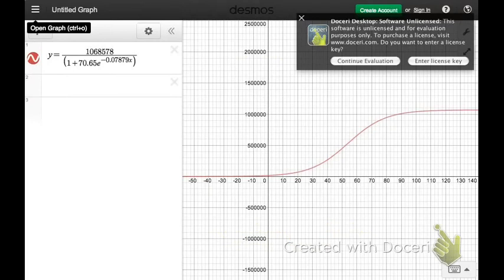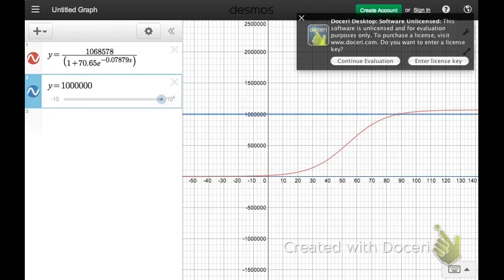Okay, here's what the graph looks like. We were asked to find when the graph will be 1 million. So we're going to type that in there. And we see our intersection here at 88.05 years is when they will hit 1 million.